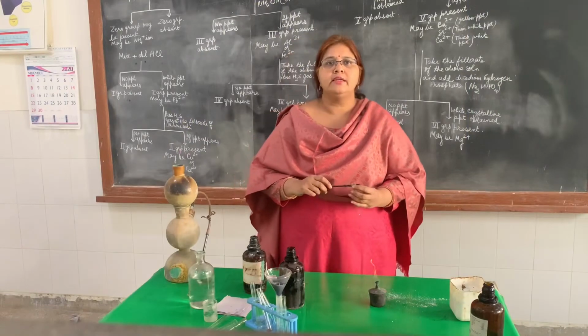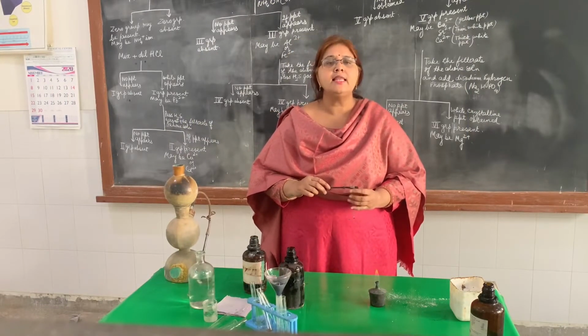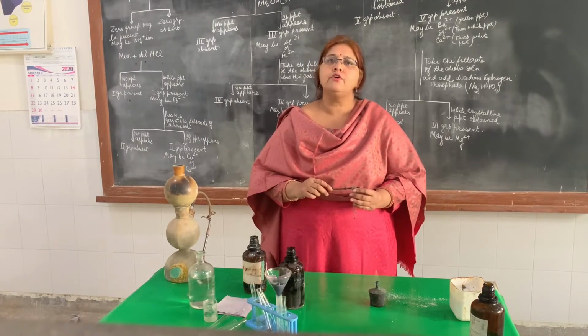To describe the test for group 4. In group 4 we have 3 radicals: nickel, zinc and manganese. I am demonstrating in front of you the test for nickel.